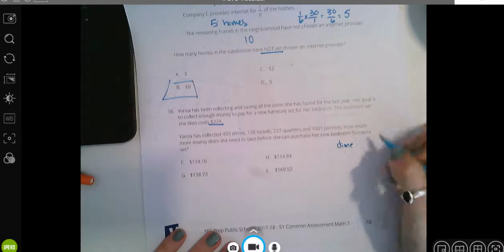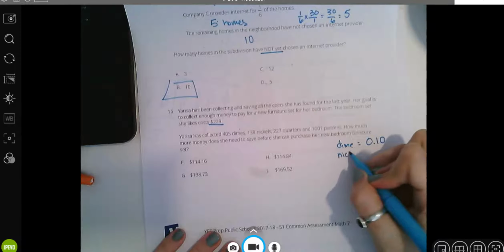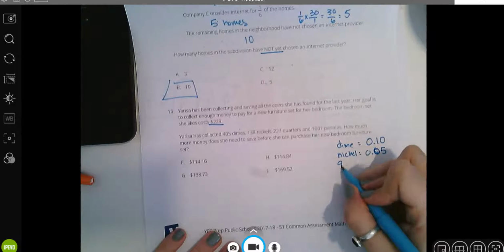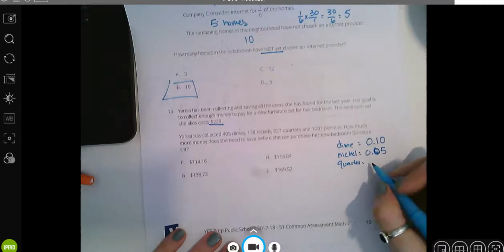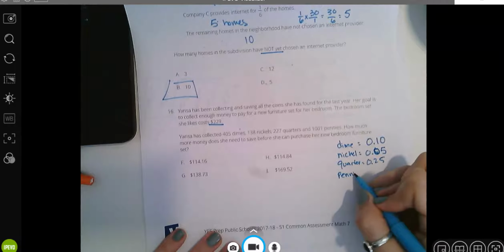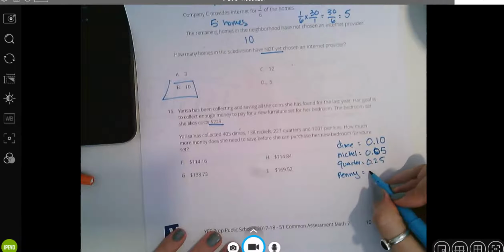Okay, wow. Alrighty. Good thing some of those other ones took us a short amount of time, because this one might take some work. First of all, just some knowledge I need. A dime is 10 cents. A nickel is 5 cents. A quarter is a quarter of a dollar, 25 cents. And a penny is 1 cent. Okay. So, she has, oh gosh, let's start with the pennies.